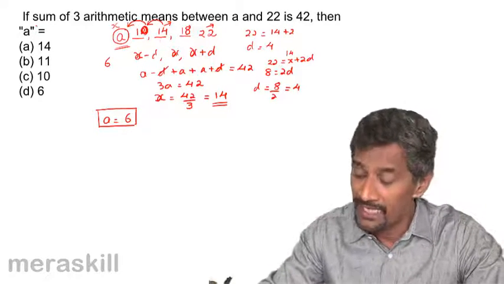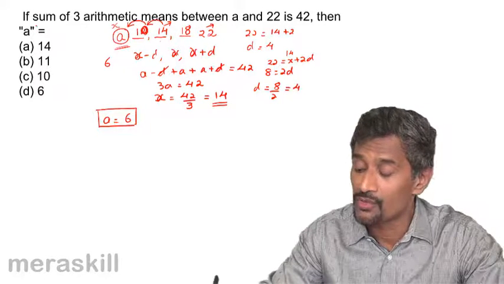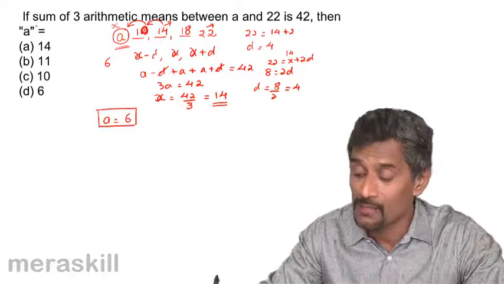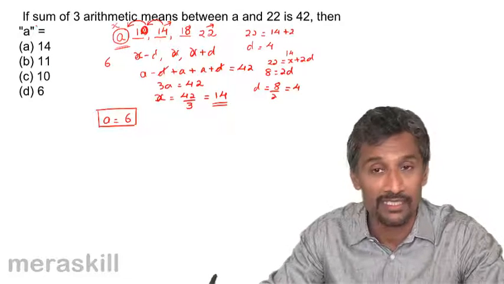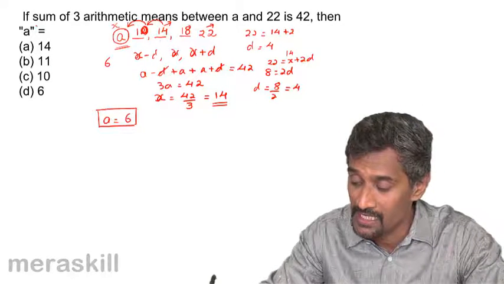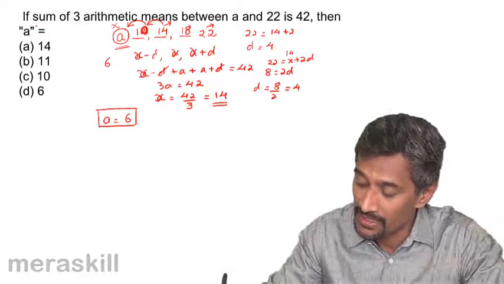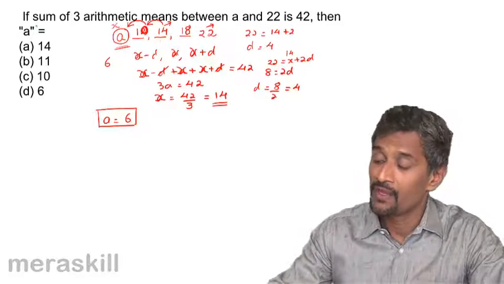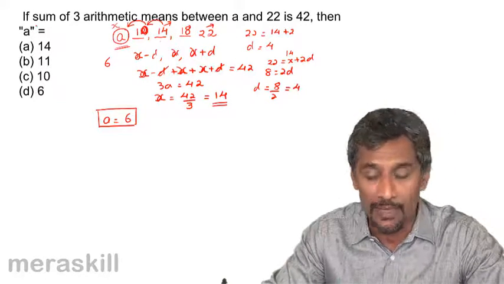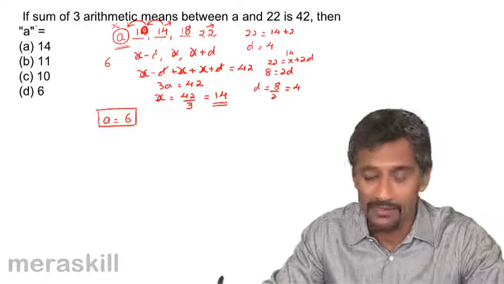So this is slightly tricky. They have taken it as A, so candidates can take this as X so that you don't create a confusion with this A and what you have taken it as A. So you can take it as X minus D, X, X plus D. Wherein these three are in AP and we take the first term as X.